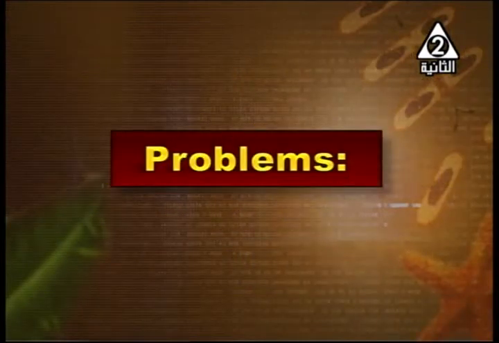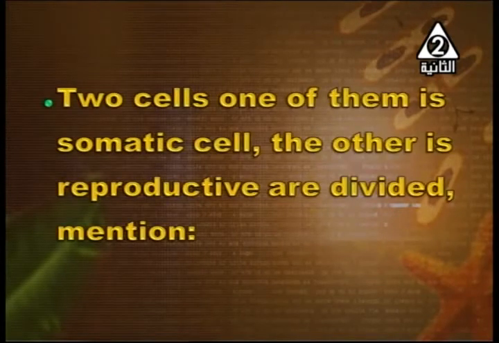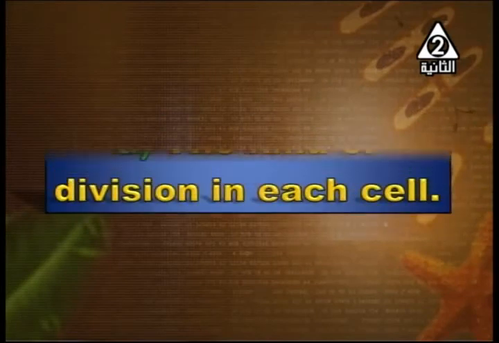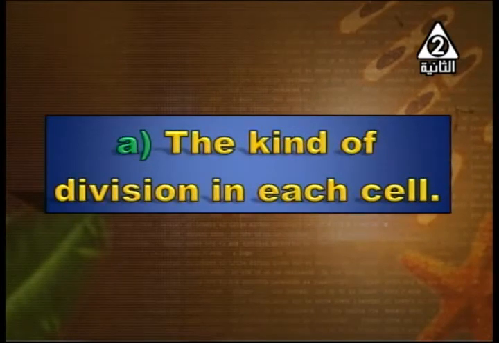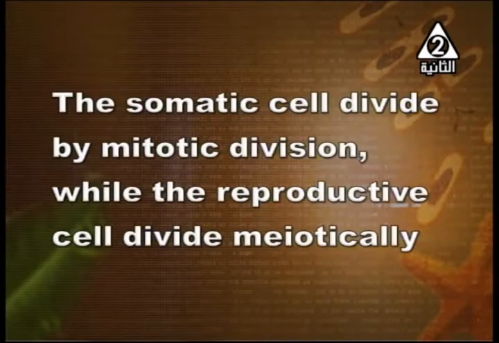We will try to solve some problems together. Problem number one. Two cells, one of them is a somatic cell and the other is a reproductive cell. They will divide. Mention the kind of division in each cell. The somatic cell will divide by mitotic division, while the reproductive one will divide meiotically.